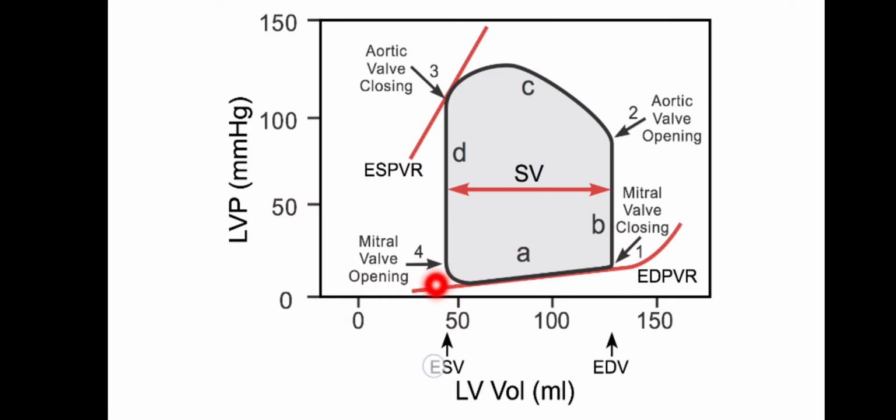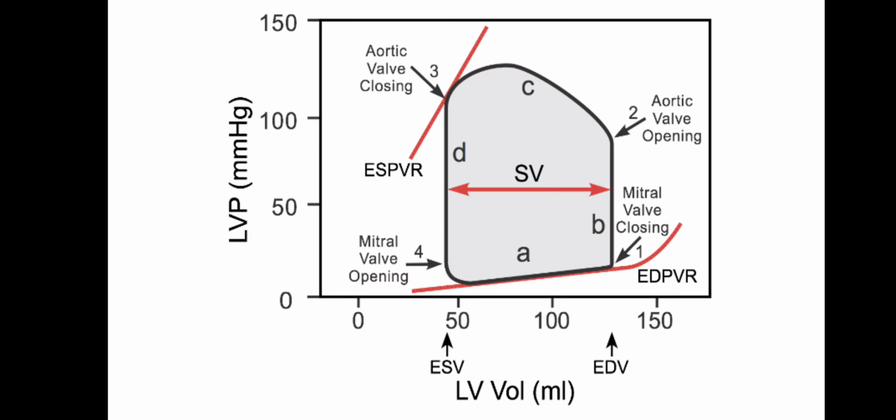Here the 4 shows the mitral valve opening, the diastole starts and the LV filling starts. The 1 is for the mitral valve closing, and then the isovolumetric contraction that raises the pressure. The 2 is for the aortic valve opening. The C is for the ejection phase. The 3 is the aortic valve closing, and then the isovolumetric relaxation. This is just a brief overview. I'll be explaining these phases in detail in the next slides.